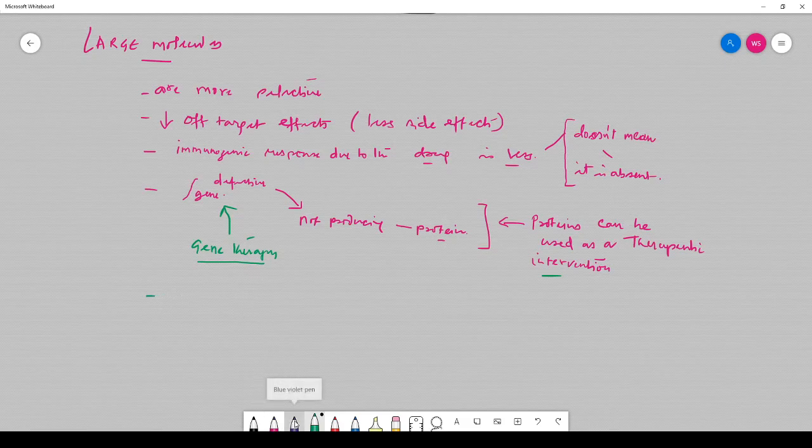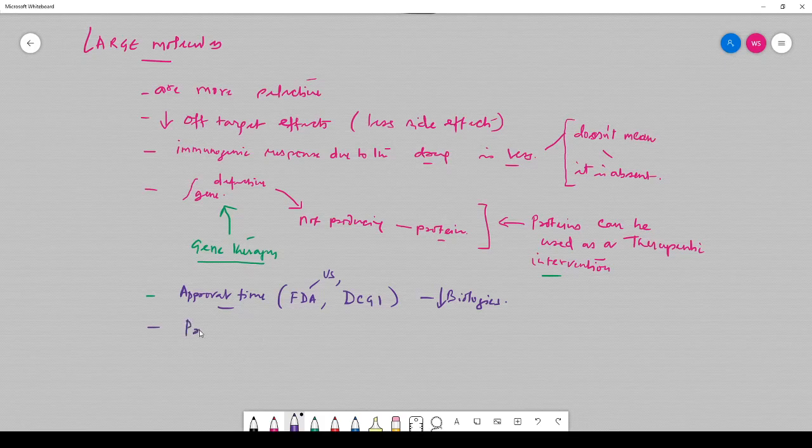The other advantage of biologics, of which proteins are a part, is the approval time. In the US, approval is by the FDA. In India, it is the Drugs Controller General of India, DCGI, which is the regulator responsible for approving. So approval time for biologics is less than that of small molecules. That's again an advantage of a large molecule as a therapeutic agent.